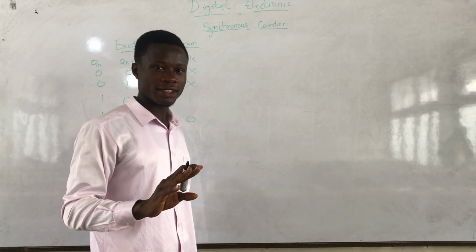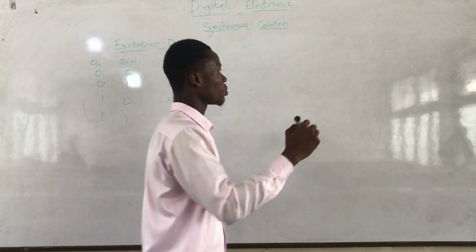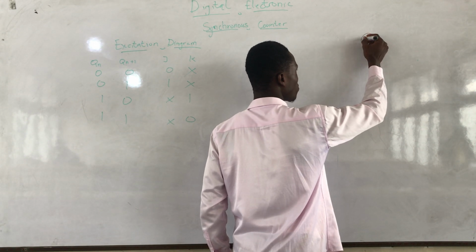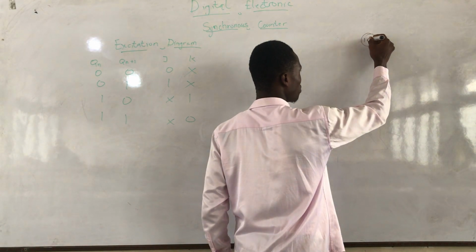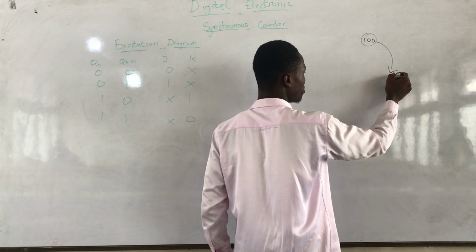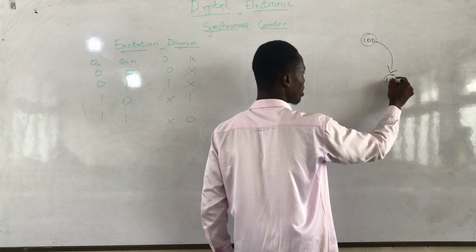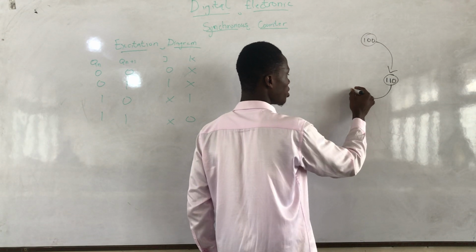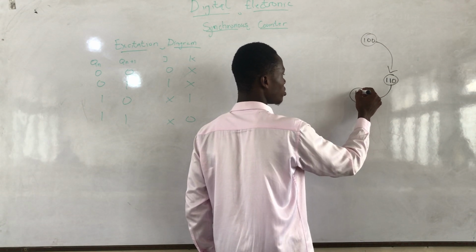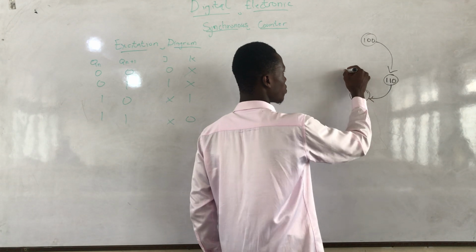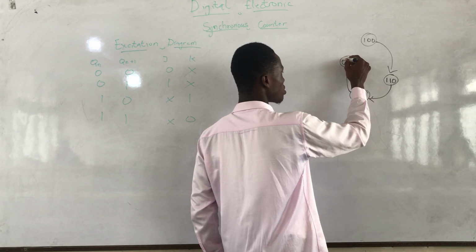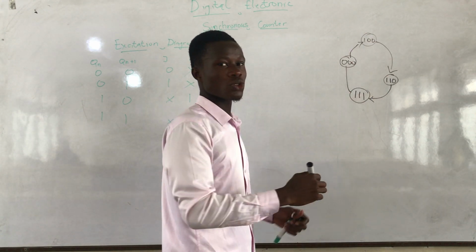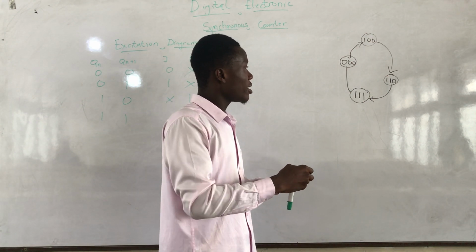4 stages. In each stage, given like this, the first stage we are having a bit of 1, 0, 0. Second stage we are having a bit of 1, 1, 0. From 1, 1, 0 we are going to 1, 1, 1. From 1, 1, 1 we are going to 0, 0, 0. From 0, 0, 0 we come back to this. So this is the problem.